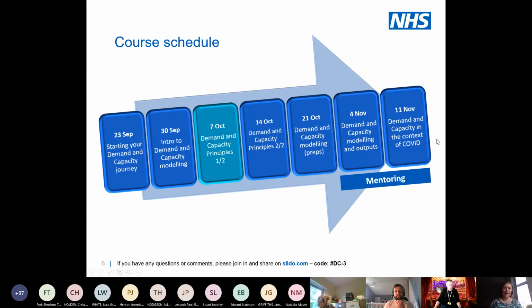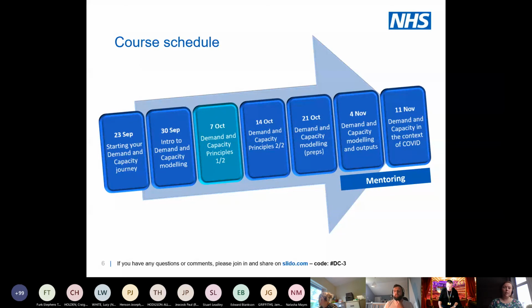And then just to give a little bit of context of where we are in the course, so we're on module number 3 now, which is the first of 2 webinars. It's going to focus on the principles that underpin demand and capacity. So these principles are really universal no matter what service you're modelling or looking at, really.